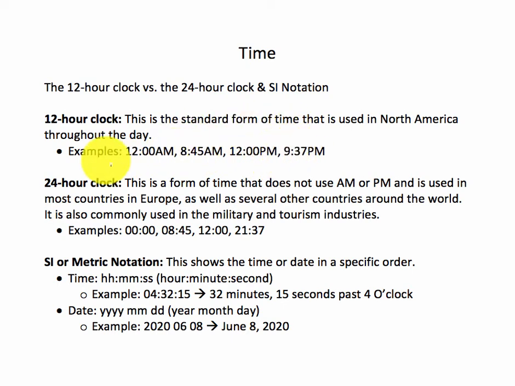For the 24-hour clock, this is a form of time that does not use AM or PM, and it's used in most countries in Europe as well as several other countries around the world. It's also commonly used in the military and tourism industries. So if there is no AM or PM, then there has to be another way of identifying whether it's earlier in the day or later at night.